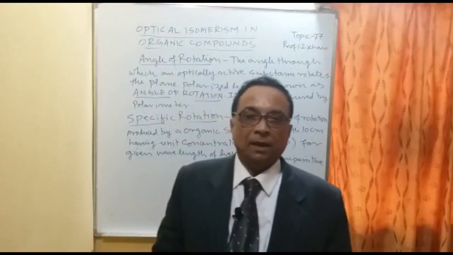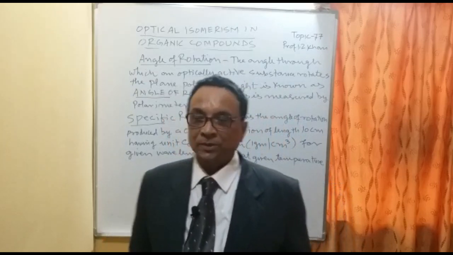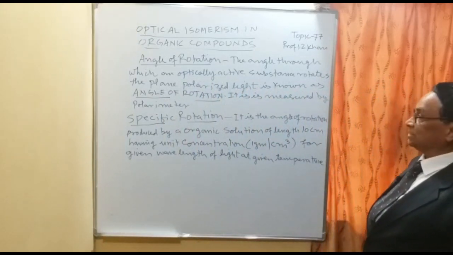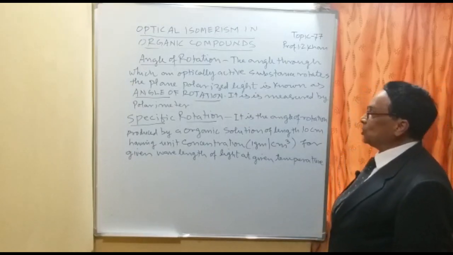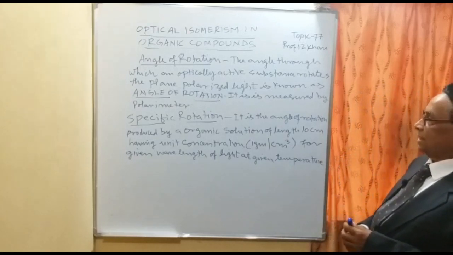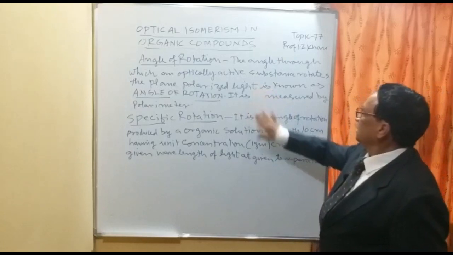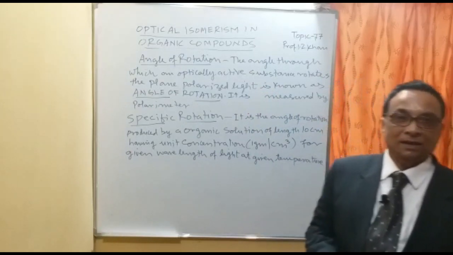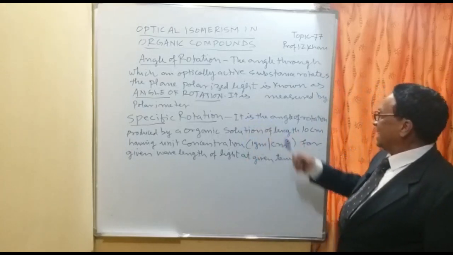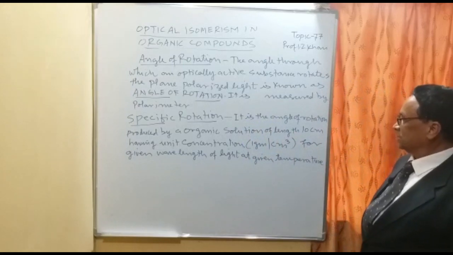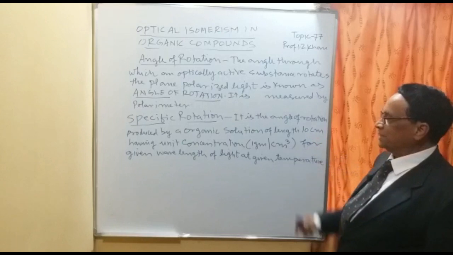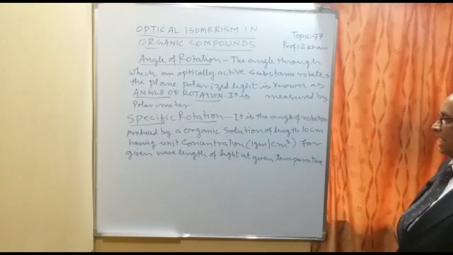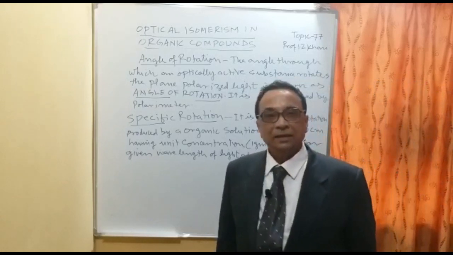Two more definitions under optical isomerism. What is angular rotation? The angle through which an optically active substance rotates the plane polarized light is known as the angle of rotation. It is measured by the instrument called polarimeter. And specific rotation is given by the formula: it is the angle of rotation produced by an organic solution of length 10 centimeter having unit concentration of 1 gram per cubic centimeter, for a given wavelength of light at a given temperature, and it is called specific rotation.